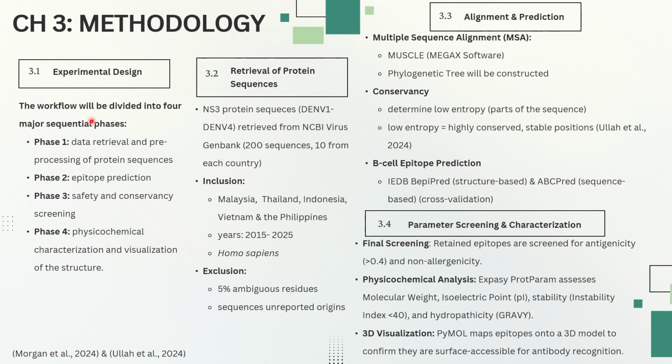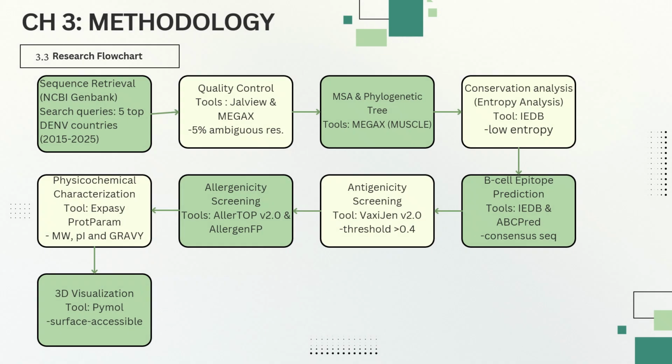Next is methodology. My methodology is divided into 4 phases: data retrieval, epitope prediction, safety and conservancy screening, and lastly, physicochemical characterization. This is my research flowchart. I will retrieve 200 NS3 protein sequences from NCBI GenBank from 5 hyper-endemic nations, which are Malaysia, Indonesia, Thailand, Vietnam, and the Philippines from 2015 to 2025. Then I will implement a quality control rule, where any sequence with more than 5% ambiguous residues will be discarded. This is to ensure that the predictions are not based on unknown amino acids.